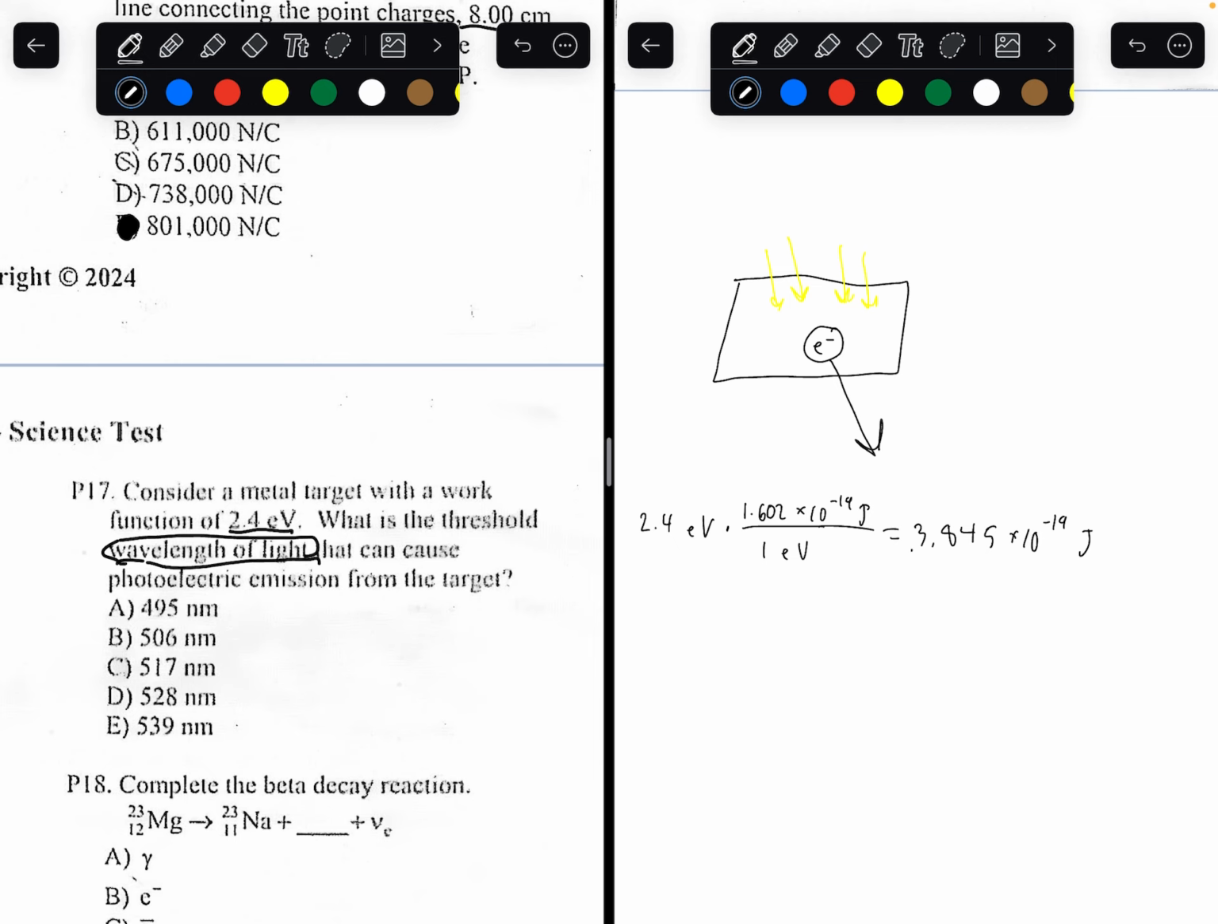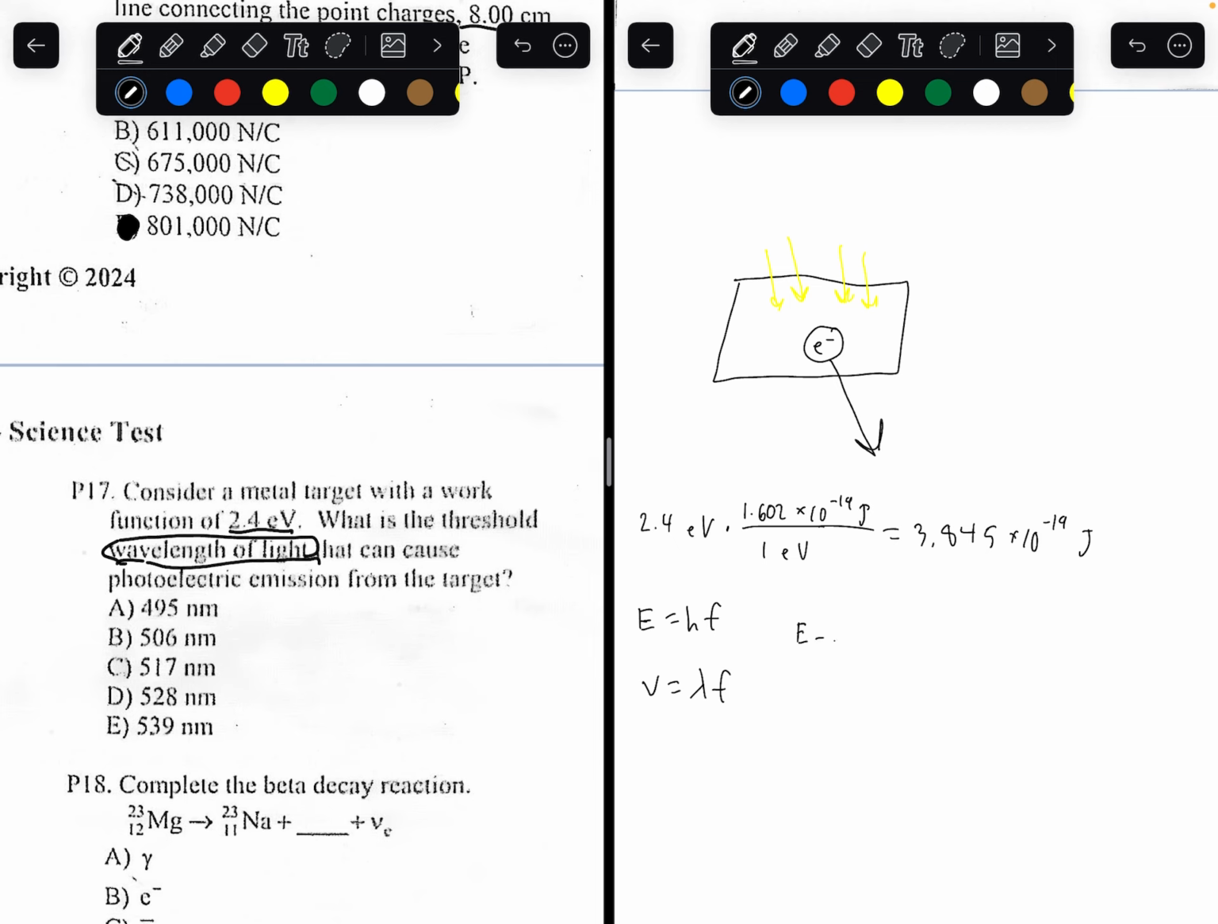But that's the threshold energy. This is the minimum amount of energy the light needs to eject electrons. But we want to find the threshold wavelength. We use two formulas for this. The first formula is energy equals Planck's constant times frequency. The second formula is the speed of the particle equals wavelength times frequency.